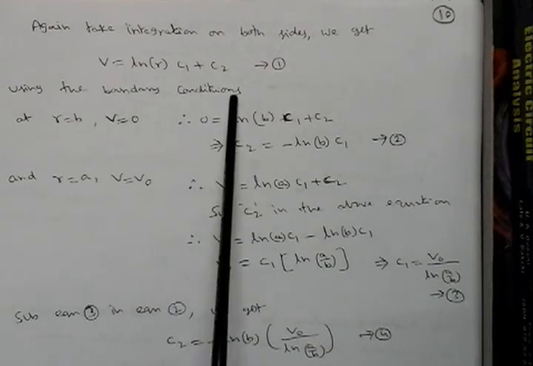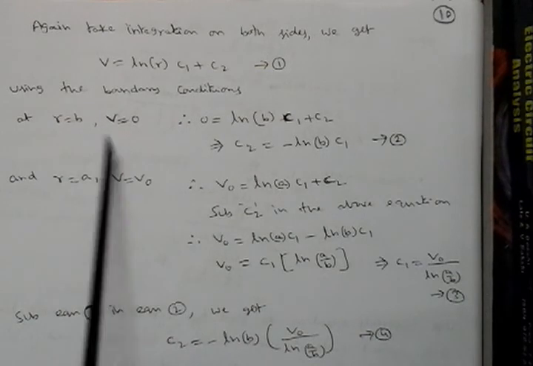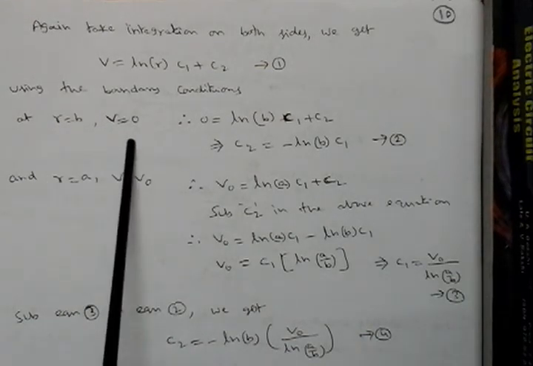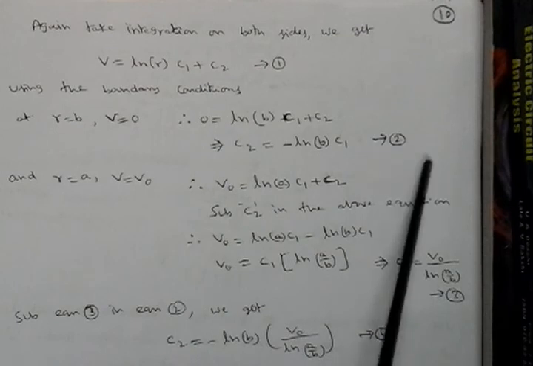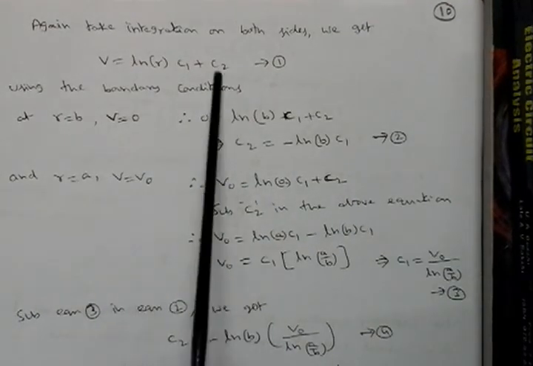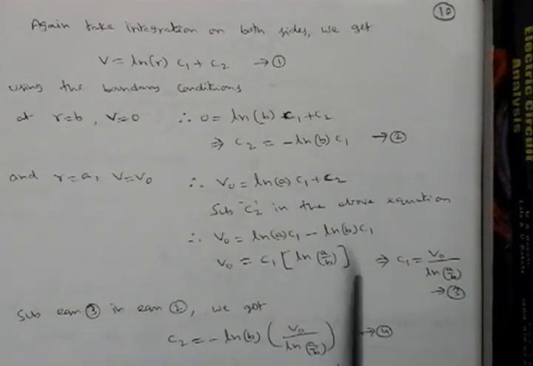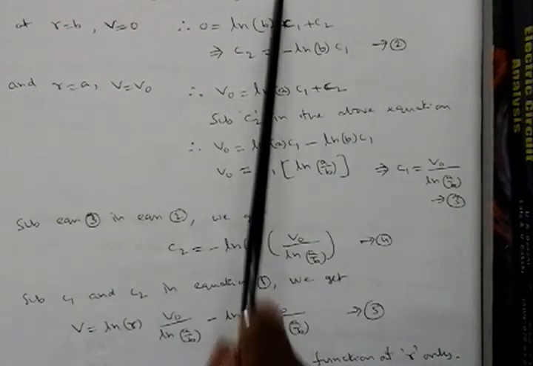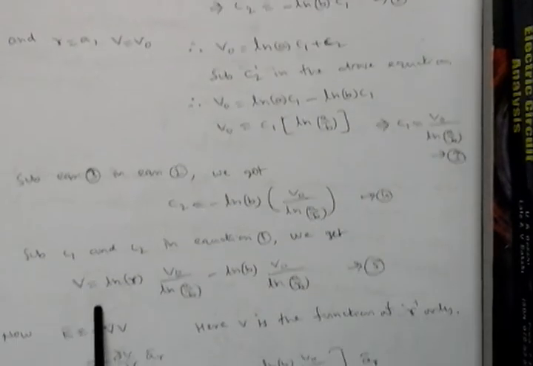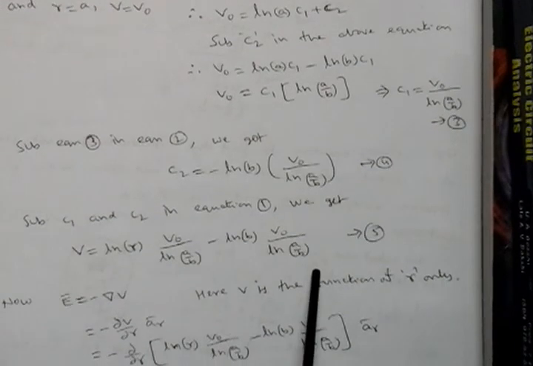Now we need to determine C1 and C2, using the boundary conditions as per the problem. At r is equal to b, V is equal to 0. Substitute in this, and you will get one mathematical equation. Similarly, at r is equal to a, V is equal to V naught. Substitute in the same equation 1, and you will get one more equation. Then solve these two equations to get C1 as well as C2. C1 and C2 are substituted in the first equation. Then finally V is equal to ln of r times V naught divided by ln of a by b, minus ln of b times V naught divided by ln of a by b.